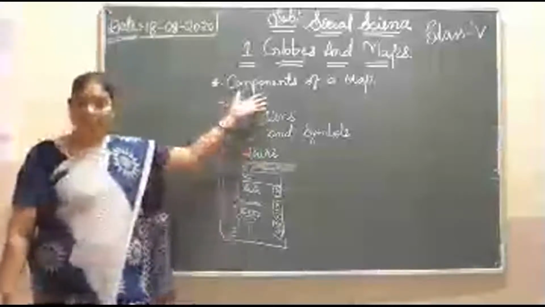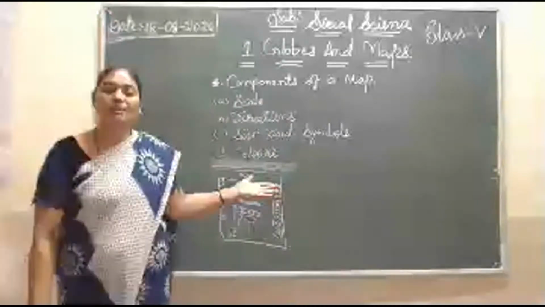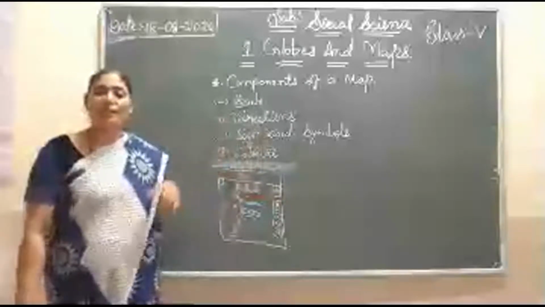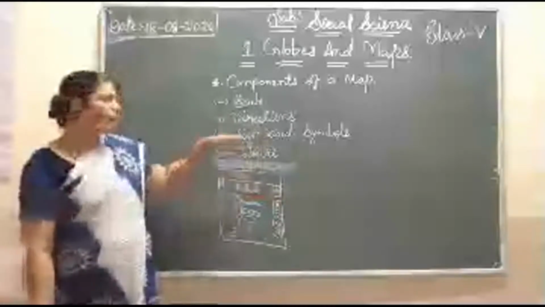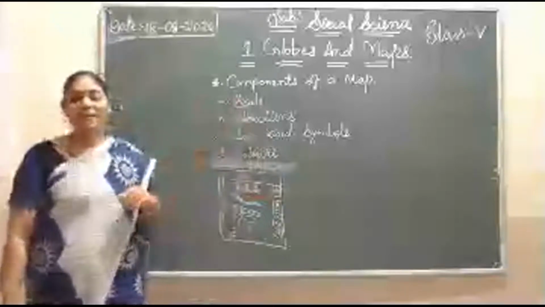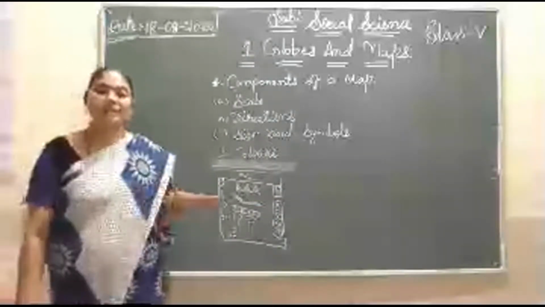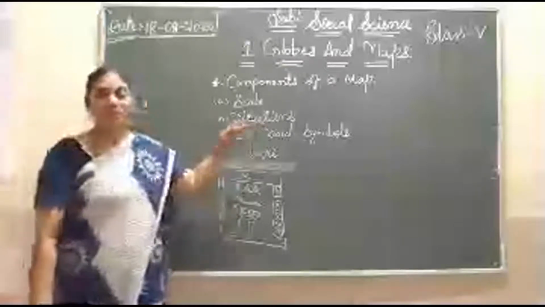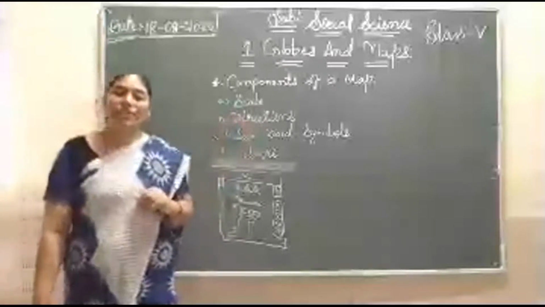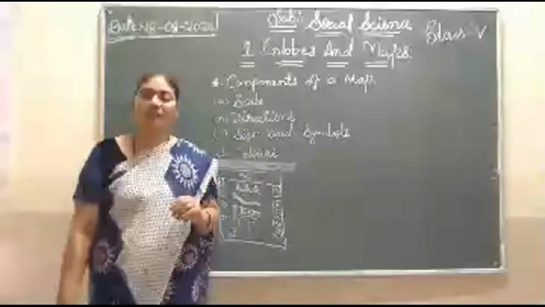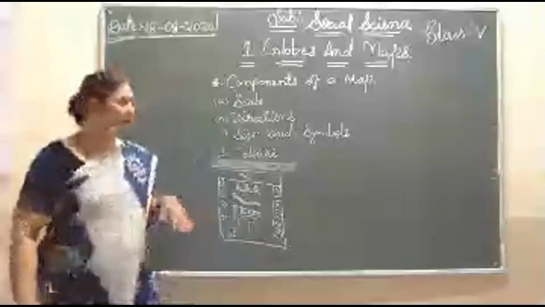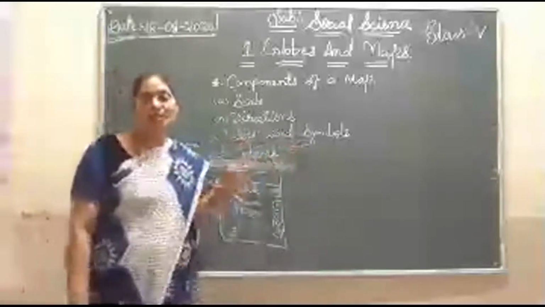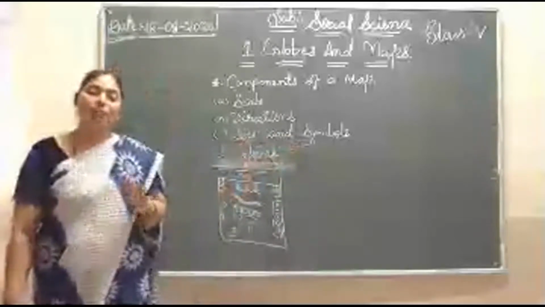But to see the full map, we have to take all these things together. Then only can we understand the map. With the help of scale, we can understand how far away a place is. With the help of direction, we can understand which direction we have to move or in which direction that place is situated. Then signs and symbols. With the help of signs and symbols, we can understand what each place has.